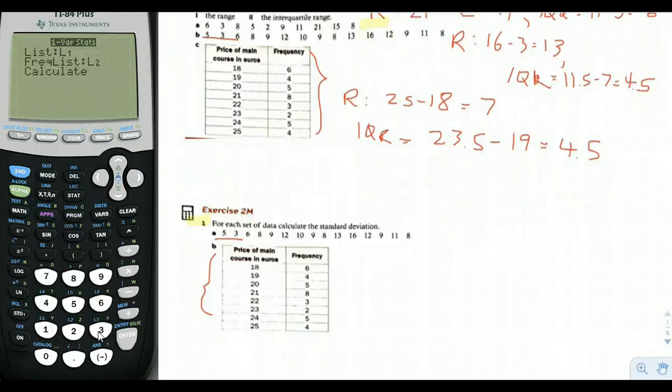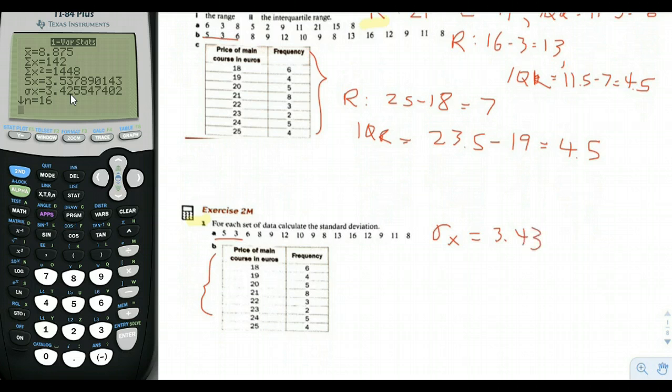I think it was L4, right? And then the frequency list is blank. And then we press calculate. And then we find the sigma x value, which is 3.43. So the sigma x for this is going to be 3.43.